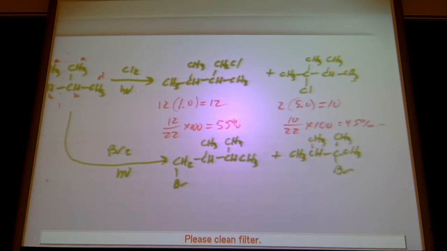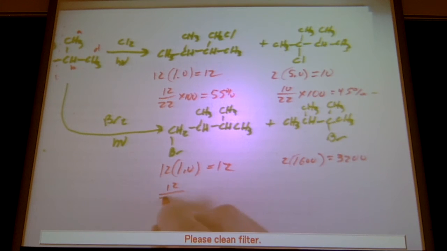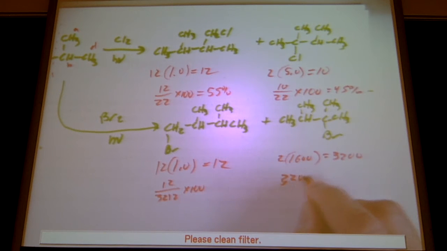Now, bromine is much more selective. So, again, if you look at that table I gave for bromine, for primary it was 1. Again, I have 12 of those positions. So I have 12. Here it's a tertiary position, so the selectivity ratio there is 1600. And I have 2 of those positions. So I have 12 over 3212 times 100, and 3200 over 3212.